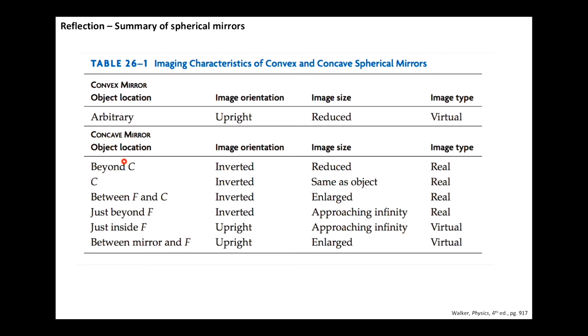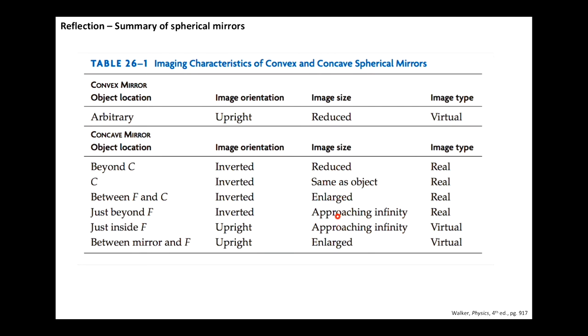It's the concave that you can go to these different ranges, and things start inverted when they're farther away and then flip to upright. The image goes from real, if I'm far away, to virtual when we're inside the focal length. And then you'll notice what happens here with the image size. If I'm far away, I get a reduced image, and then if I'm right at the center of curvature, it works out to be the exact same as the object, and then it gets even bigger as I go between F and C.